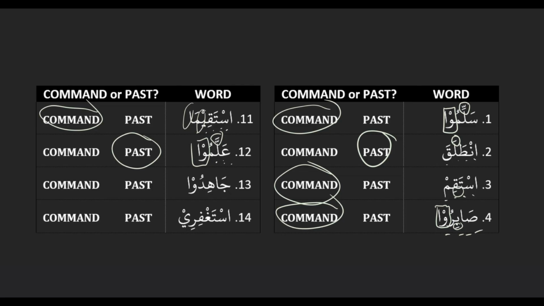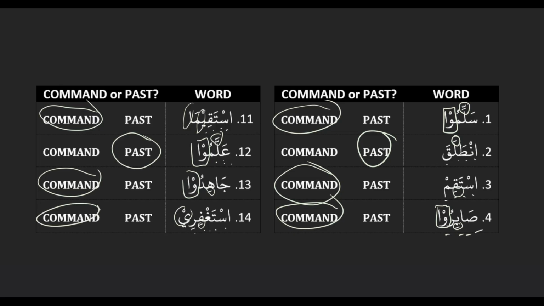Jahidu. We have waw alif at the end. Ignore that. We have more than 3 letters. Our second to last letter is a ha, and it has an E sound, so it's command. Last one is istaghfiri. Ignoring the ya, its indicator, we have 5 letters. Our second to last letter is a fa. It has a kasra on it. So that makes it command.